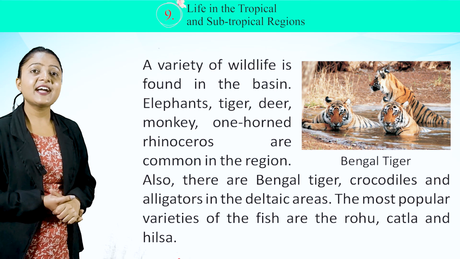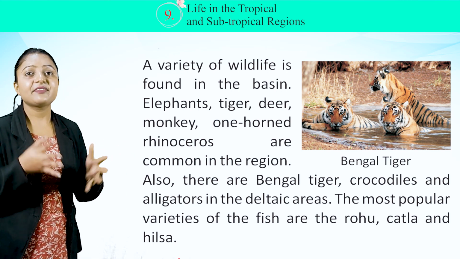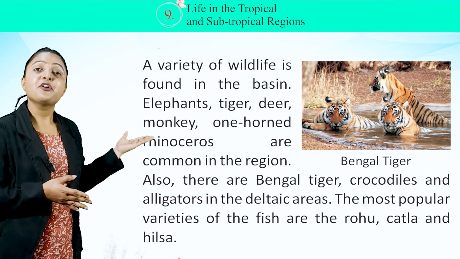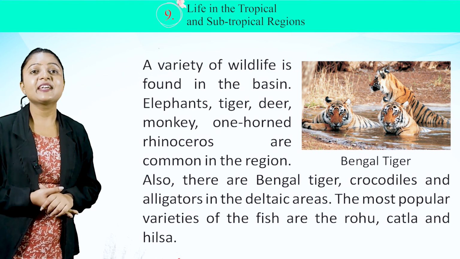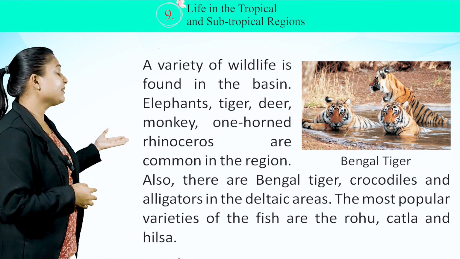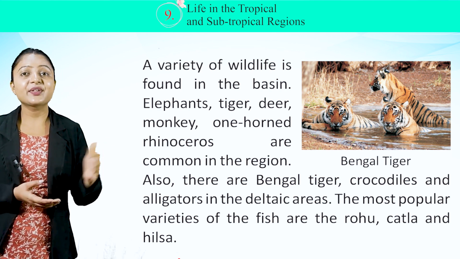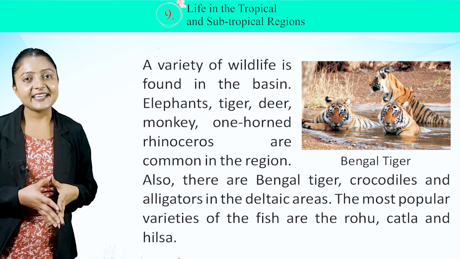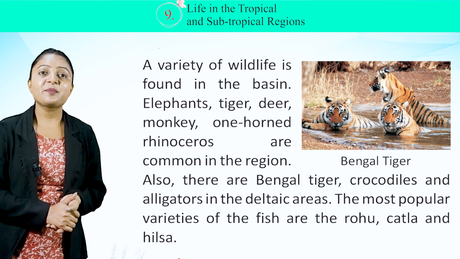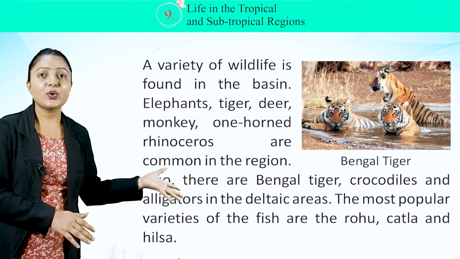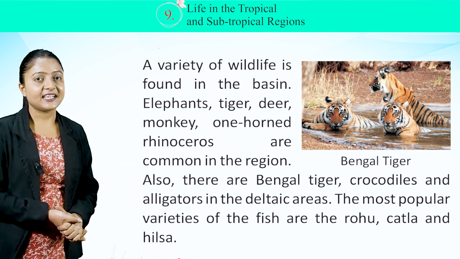A variety of wildlife is found in the basin. Elephants, tiger, deer, monkey, one-horned rhinoceros are common in the region. In this image, you can see Bengal tiger. Also, there are crocodiles and alligators in the deltaic areas. The most popular varieties of the fish are the rohu, katla and hilsa.